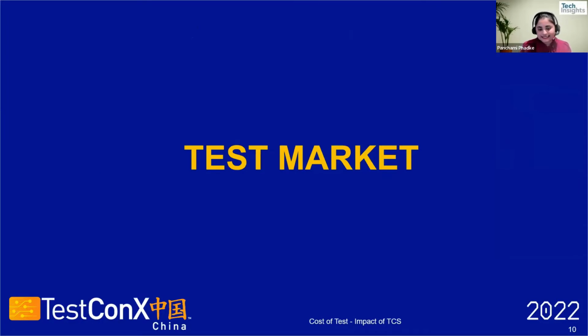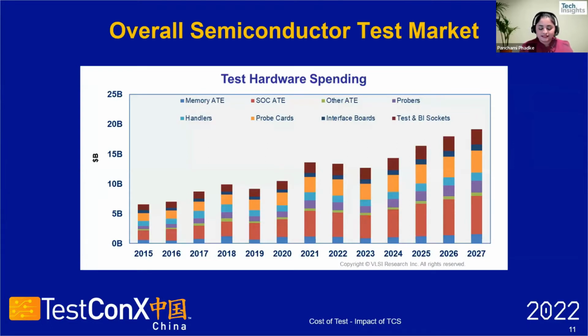Moving on, let's get in detail about the test market. The test market can be divided into three main categories: automated test equipment, probers and handlers, and test connectivity systems. Memory ATE, SoC ATE, and other ATE together make up 6 billion of the test market, whereas handlers and probers make up 2.8 billion, and the rest is test connectivity systems.